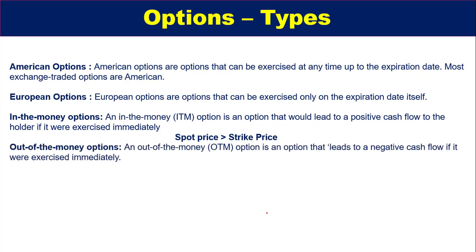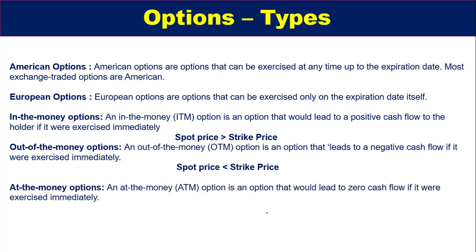In out of the money options, what happens? It leads to negative cash flow if exercised immediately. And the condition for this is that spot price is smaller than strike price. And the last one is at the money options. In at the money options, it leads to zero cash flow. And the condition for this is that spot price is equal to strike price.